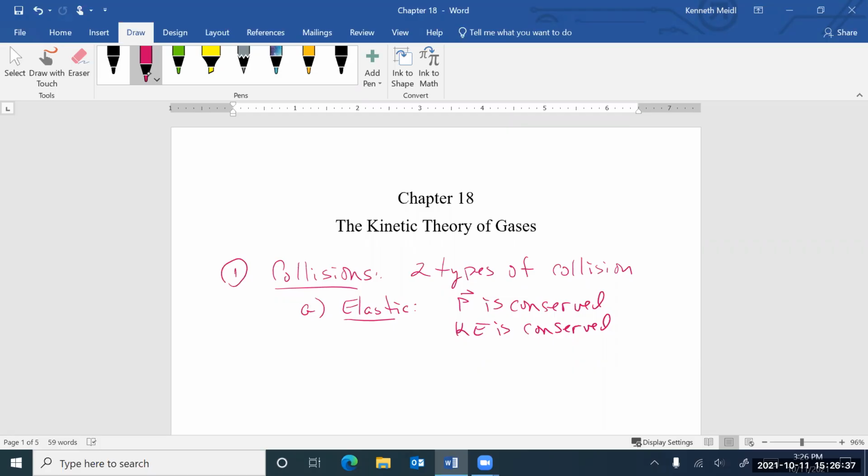But we'll start off with just a simple, basically like a baseball. And that's going to be our molecule. And it's going to have these collisions. And the other type of collision that you considered last semester was inelastic. In an inelastic collision, your momentum was still conserved as long as you don't put any outside net forces on the system. But the kinetic energy is not conserved.